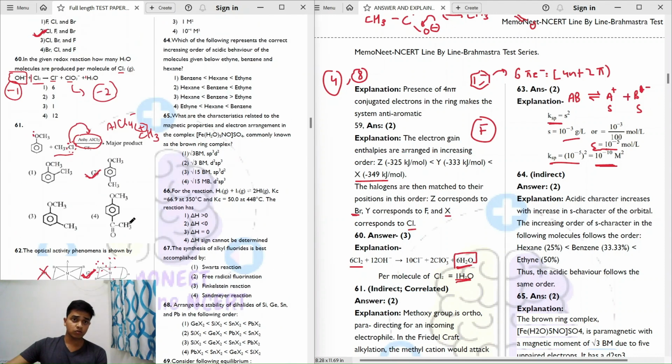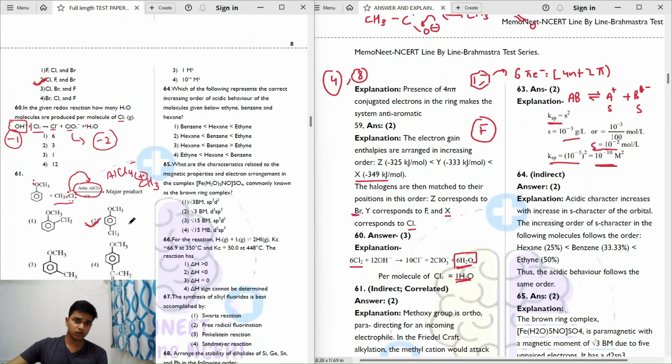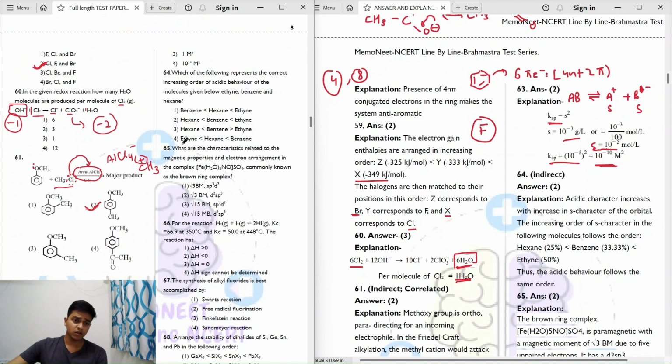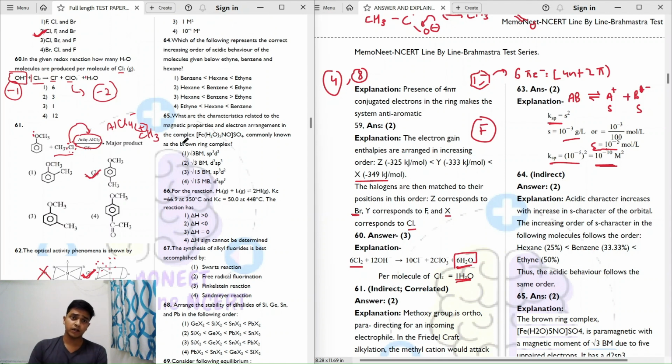Moving on to the next question. The question says, which of the following represents the correct increasing order of acidic behavior of the molecules given below? The molecules that we have are ethyne, benzene, and hexane. So for acidic behavior, we know that there should be higher electronegativity and more stability, right? So the more the electronegativity, the more the acidic character. Electronegativity in hydrocarbons can be seen using the S character, right? The more the S character in the hybridization, the more the electronegativity, and the more the acidic behavior.